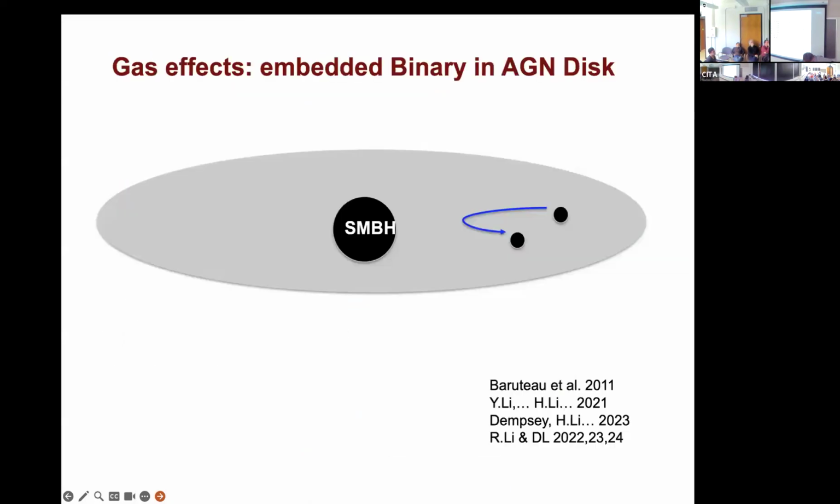Okay, let me use the last 2 minutes to finish. So finally, the last issue. What happens when you have a binary already formed, embedded in the AGN disk? What's the effect of gas on this binary? Does the gas help make it shrink? Suppose the orbit is still sufficiently large that gravitational radiation is not efficient. You need the gas to help. What's the effect? This is a problem that has been studied by many people in recent years.